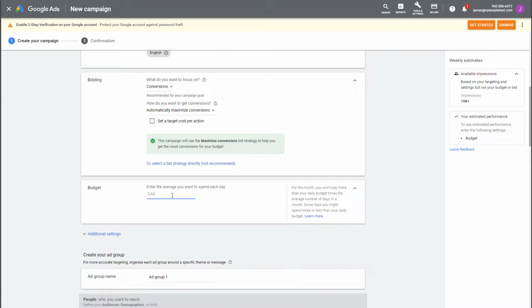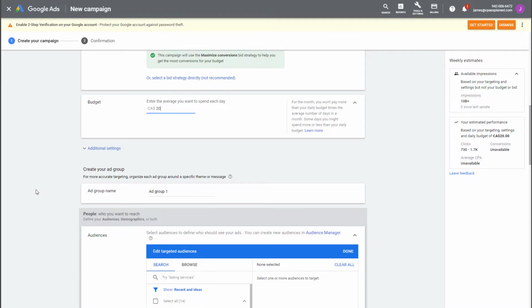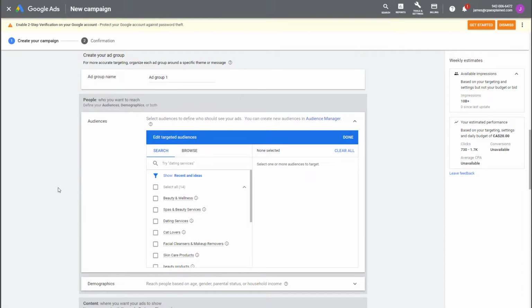This is where you put your budget. Again, you can put whatever budget you want on there. I'm just going to put 20, it's fine. Don't worry about additional settings.